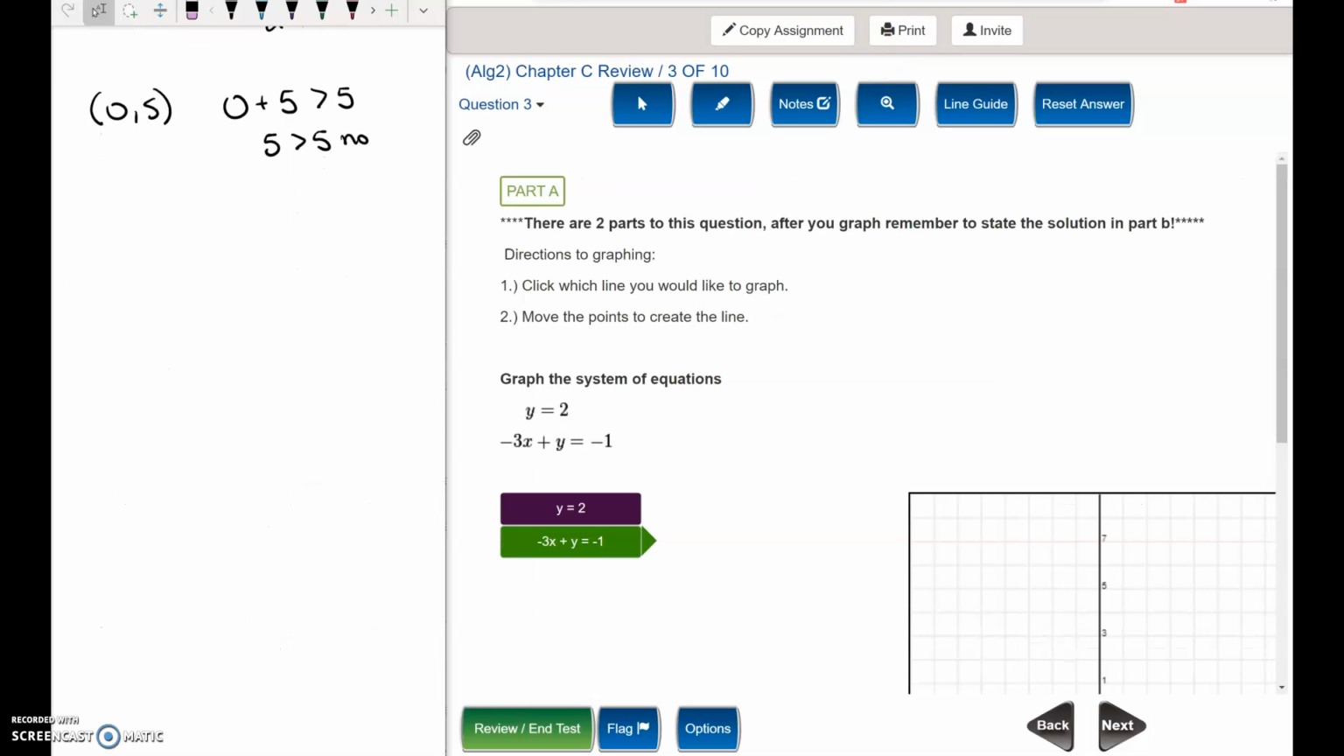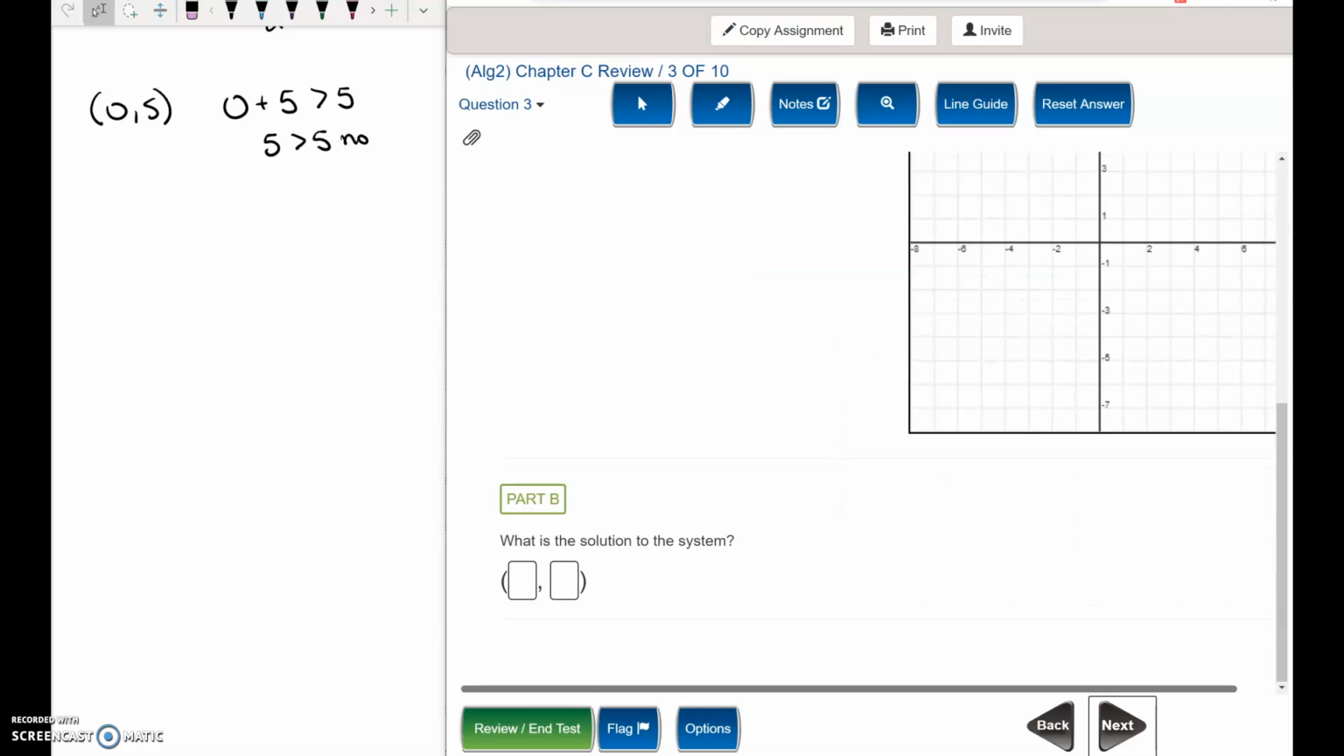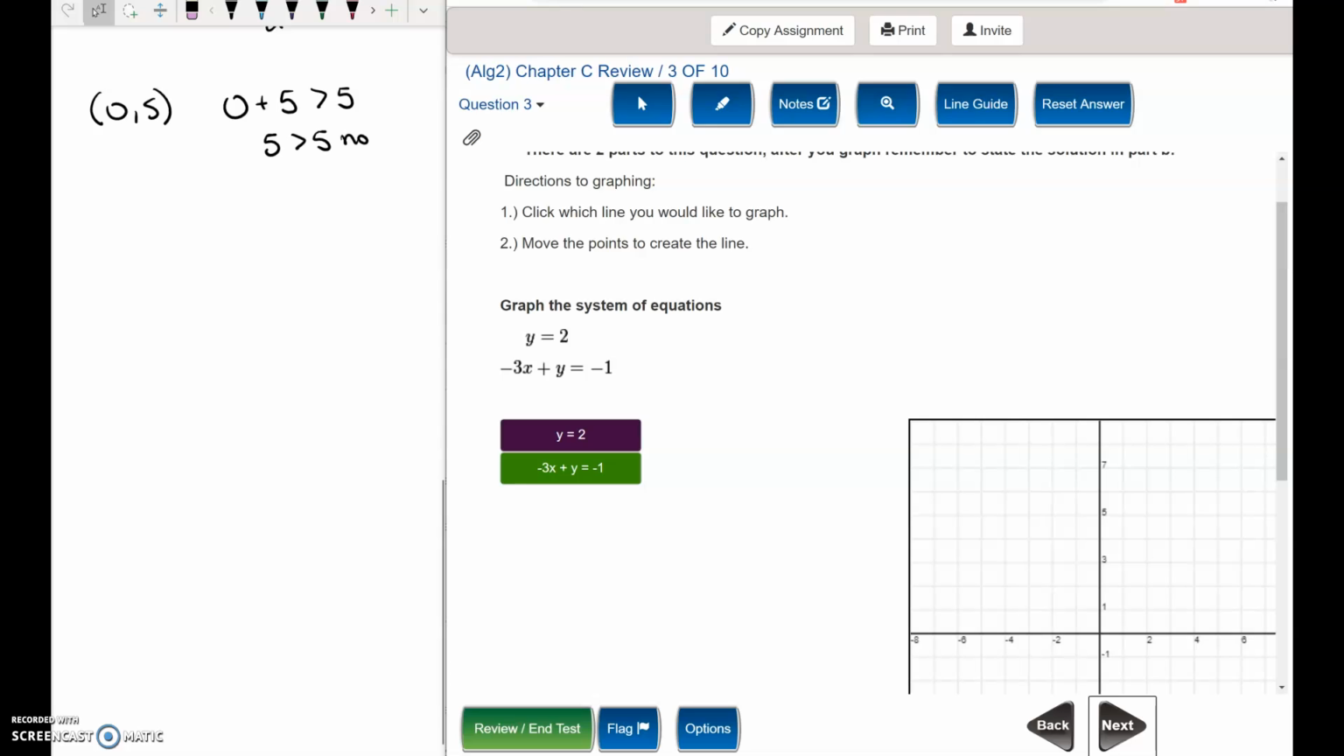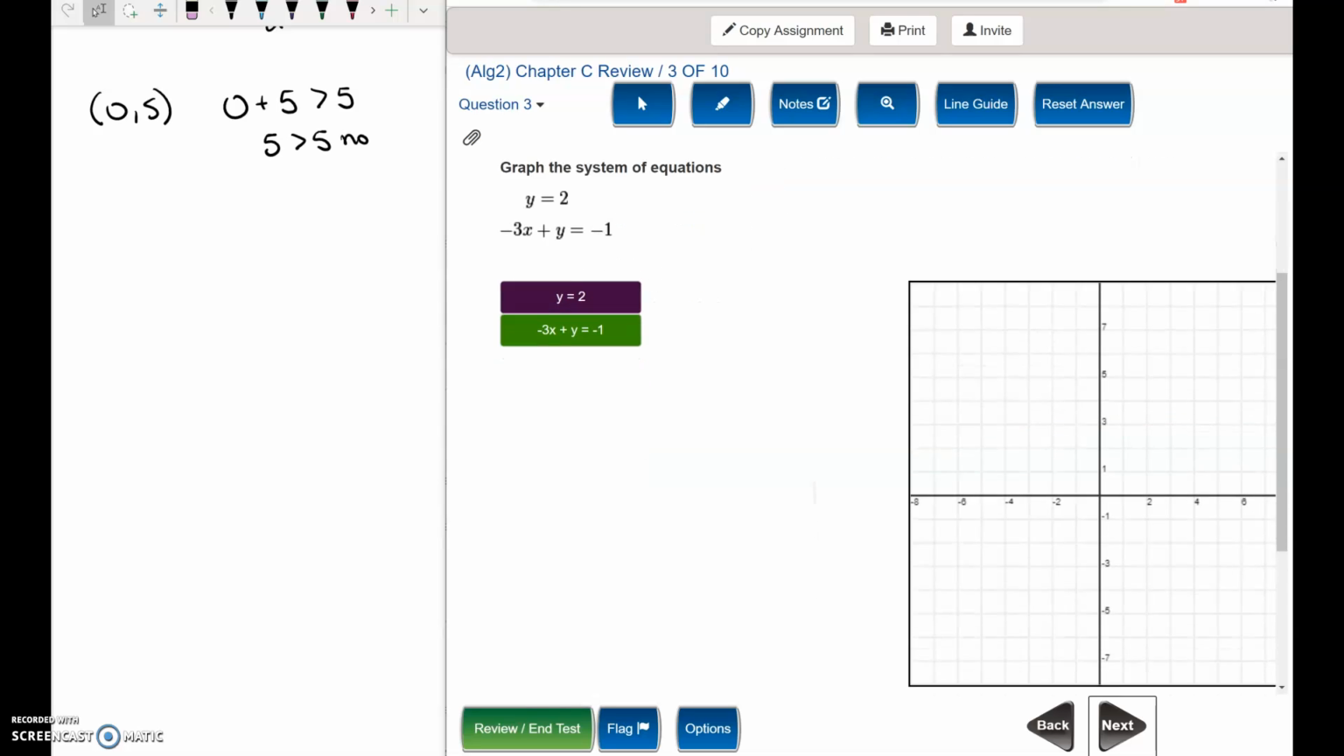Okay, notice it says right here at the top, there are two parts to this question. After you graph, remember to state the solution in part B. So if you scroll down on this problem, there is a part B hidden down below the graph. What is the solution to the system? Okay. So to graph on this ordered pair, you click which of these two lines you'd like to graph, and then you move the points to create the line.